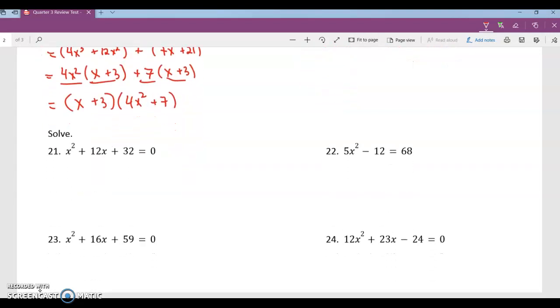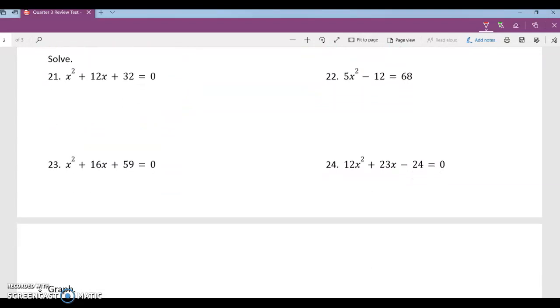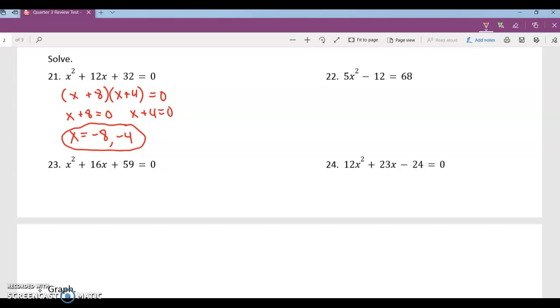Okay, now I've got some solving. Looks like a factorable trinomial set equal to 0. I think I will use the factoring method. Got to make sure it's set equal to 0. If this were any other number, I'd have to move it over. I've got x plus 8, x plus 4 equals 0. Using the zero product property, I'd set each factor equal to 0 and solve. So subtracting 8 from both sides, I get negative 8. Subtracting 4 from both sides, I get negative 4. So x can be negative 8 or negative 4.